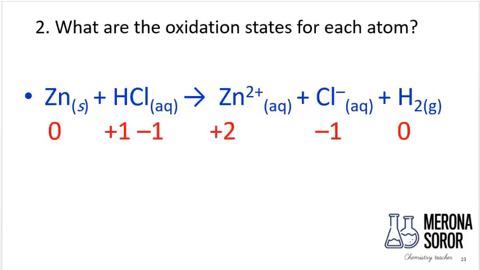What are the oxidation states for each atom? Zn is a solid, a pure atom, so its oxidation state is 0. Hydrogen is +1, chlorine is -1. Zn carries 2 positive charge, so it will be +2. Chlorine carries 1 negative charge, so its oxidation state is -1. Hydrogen gas is a pure element, so its oxidation state is 0.